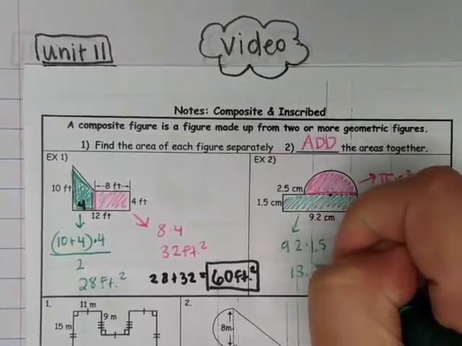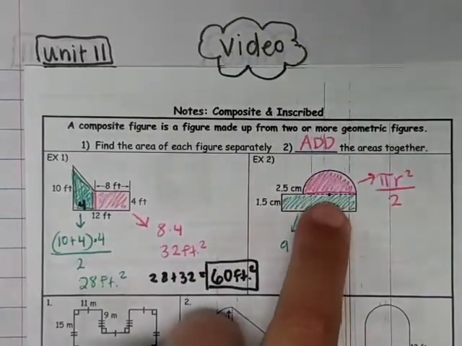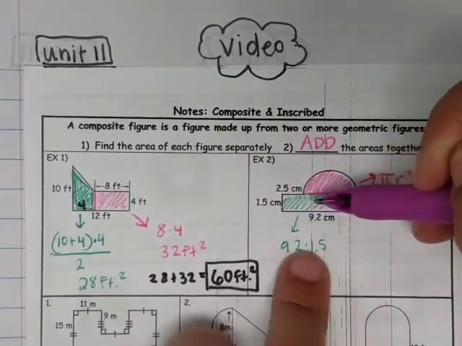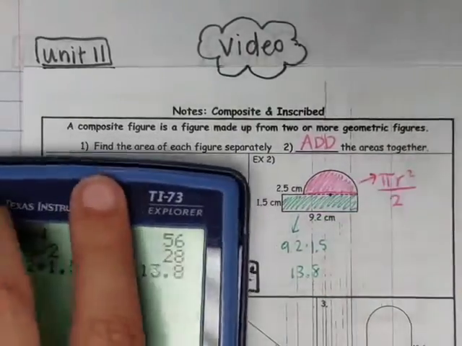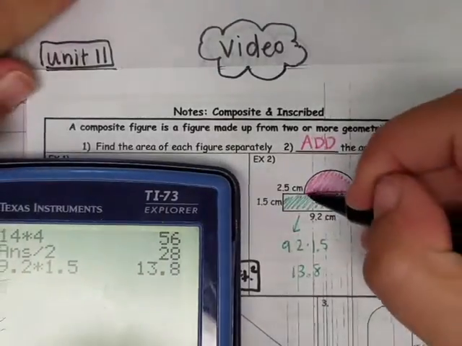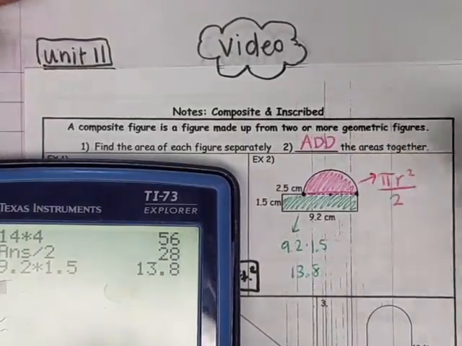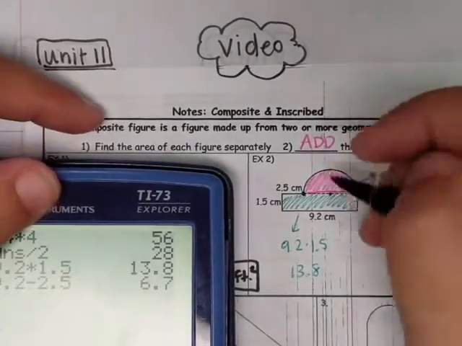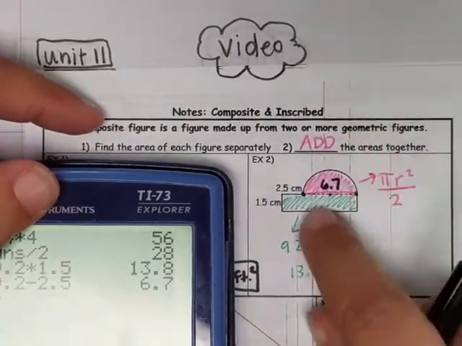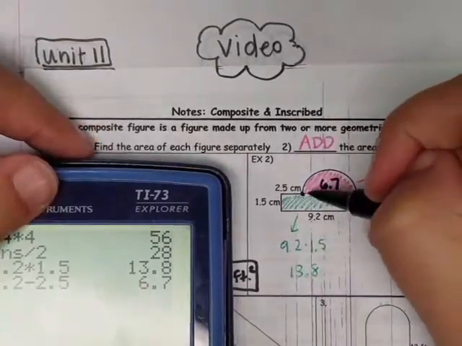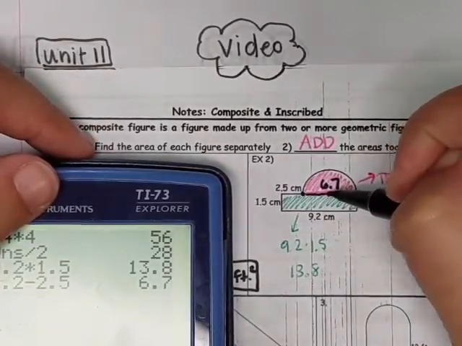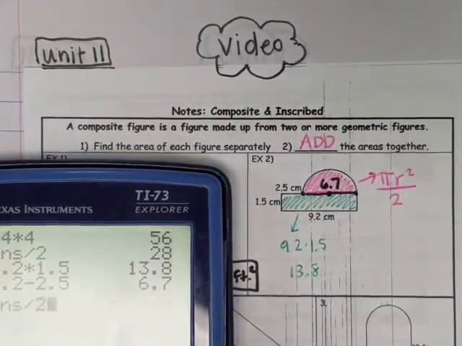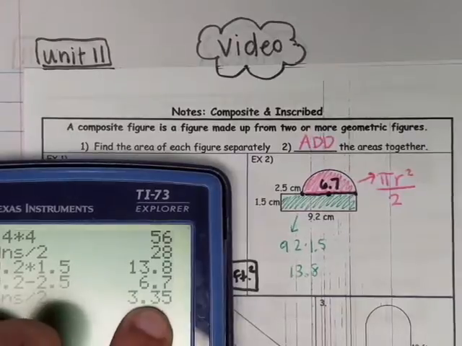And then with my semicircle, well, this whole thing is 9.2, and this small piece is 2.5. Then the missing dimension from this edge of the circle to this edge of the circle is 9.2 minus 2.5, and that gives me 6.7. Now 6.7 is all the way across, which is my diameter. For area of a circle, we want to use radius. So we're going to take the 6.7 and cut it in half. So we get 3.35 for my radius.